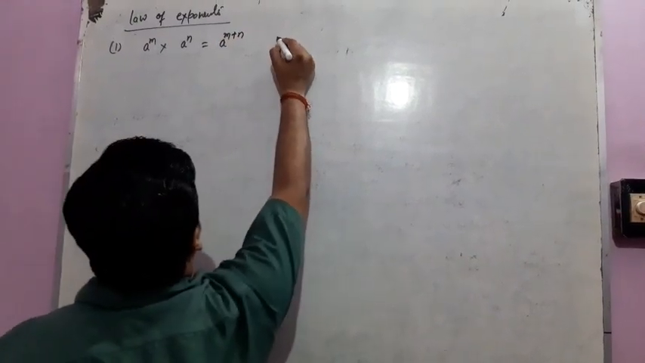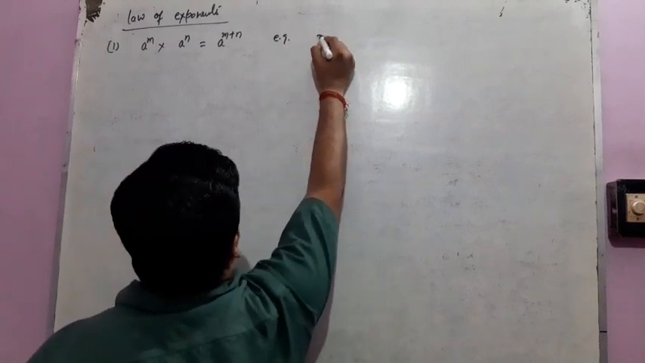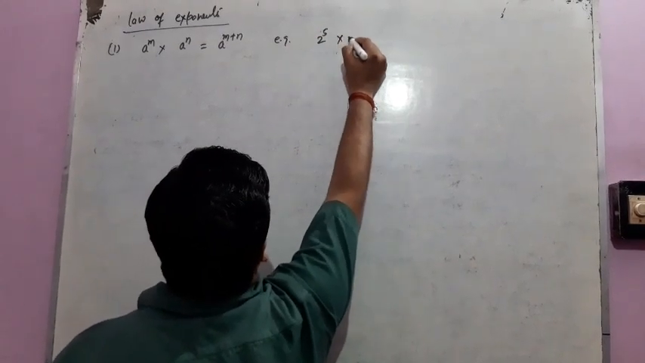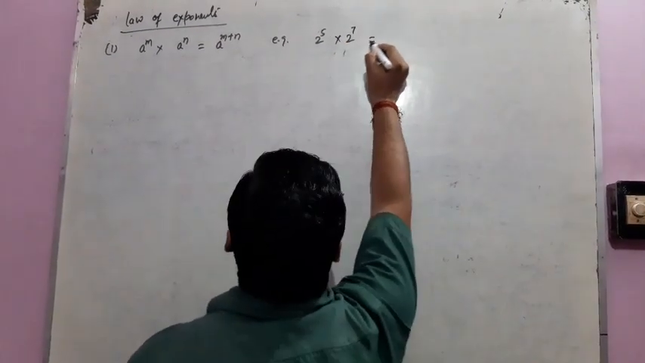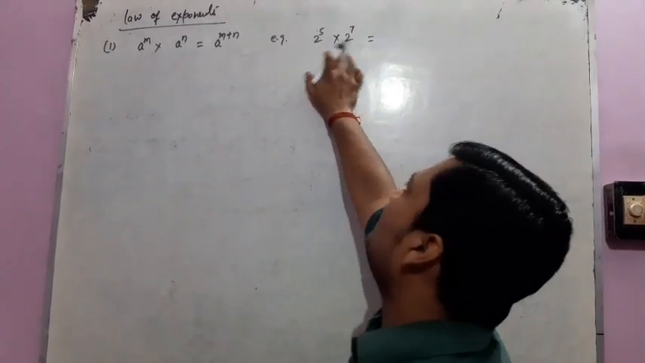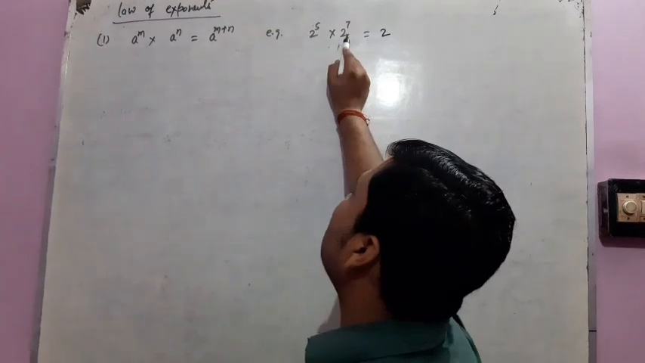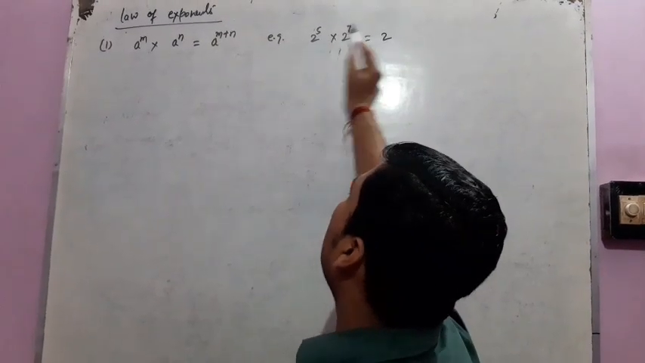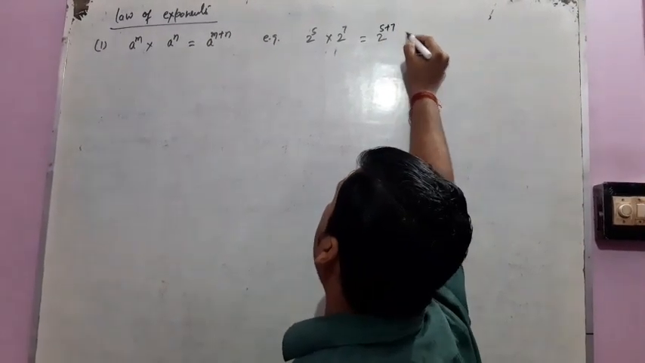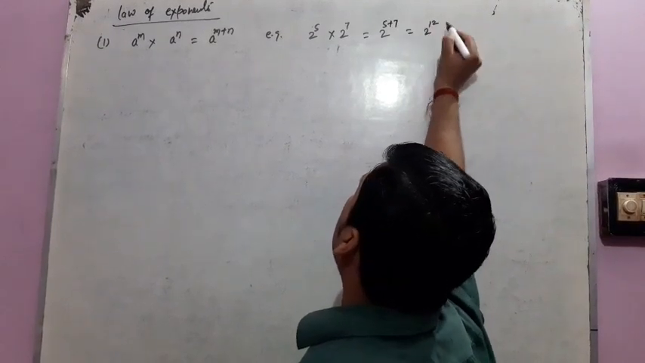For example, suppose 2 to the power 5 multiplied with 2 to the power 7. Both numbers have the same base, so we write 2, since both numbers have the same base and they are multiplied. So now we add their exponents: 5 plus 7, that is 2 to the power 12.